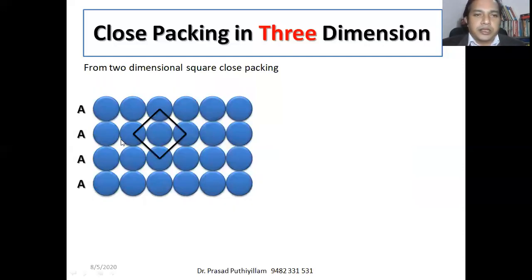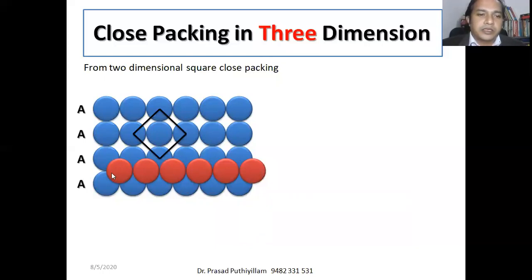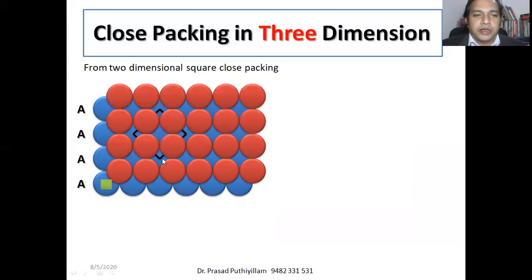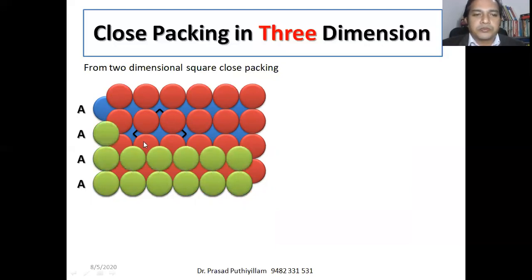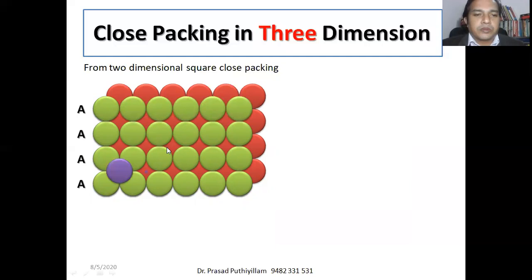Now let us see another possibility. Okay, in AAA type, I'm not arranging the second set of atoms exactly above the first set of atoms. It is kept in a way covering those voids. Okay, so this is a second layer. The third layer is again kept in such a way that it covers the voids. So covering those voids, it gives a better close packing structure. Okay, this is the fourth set of molecules.